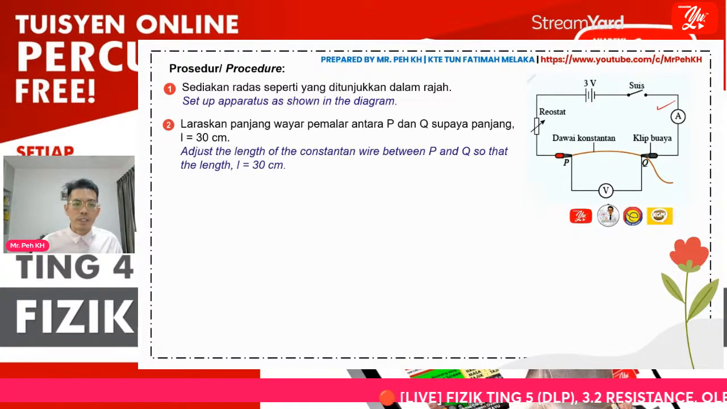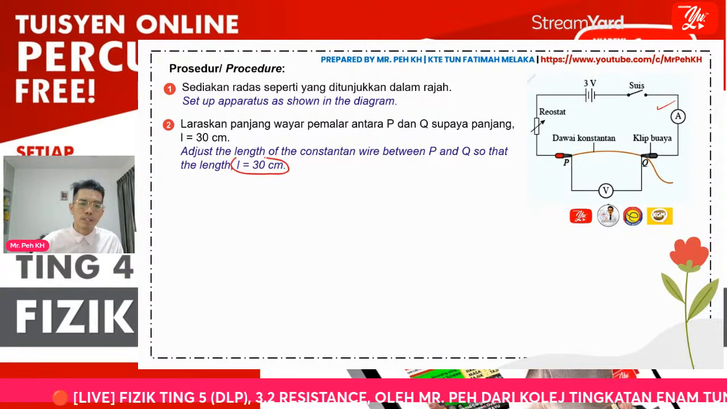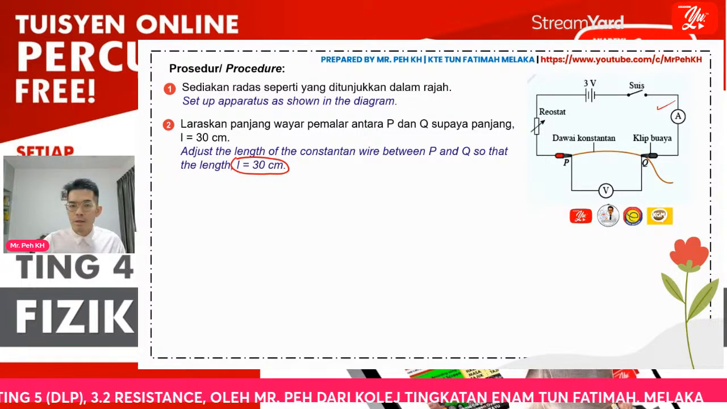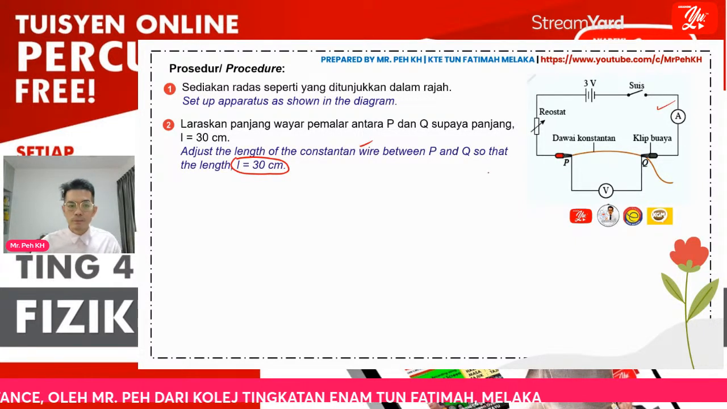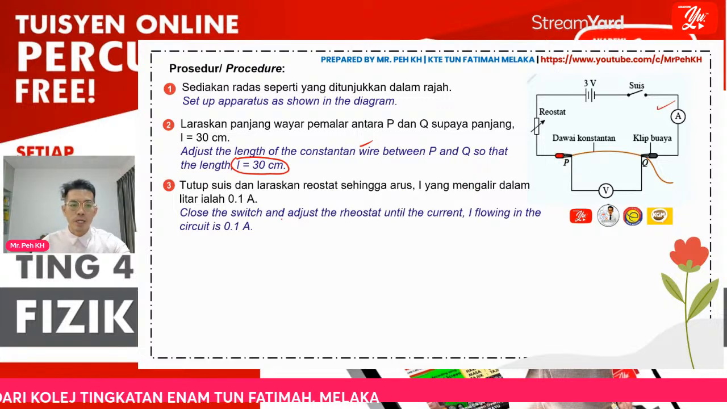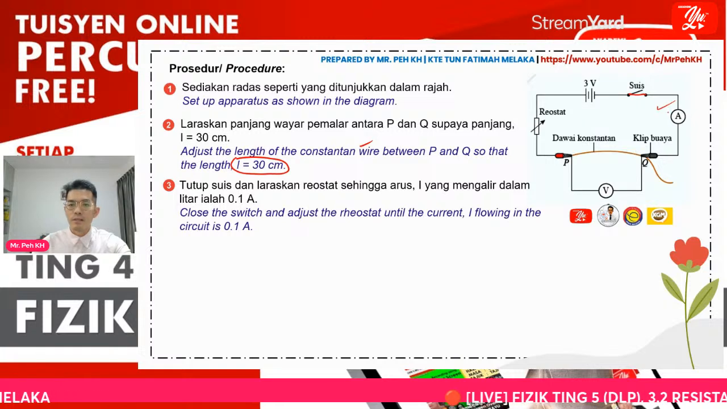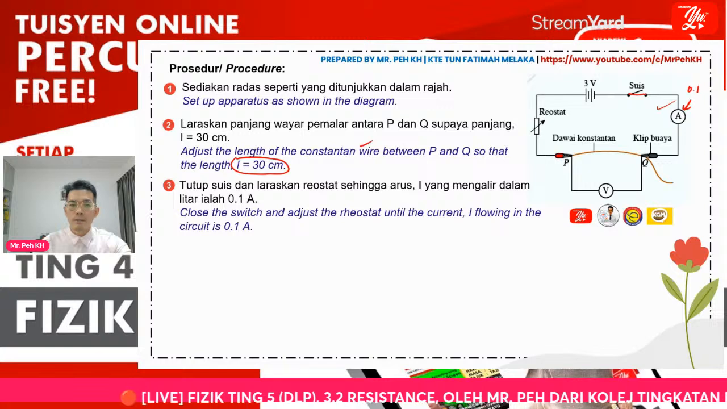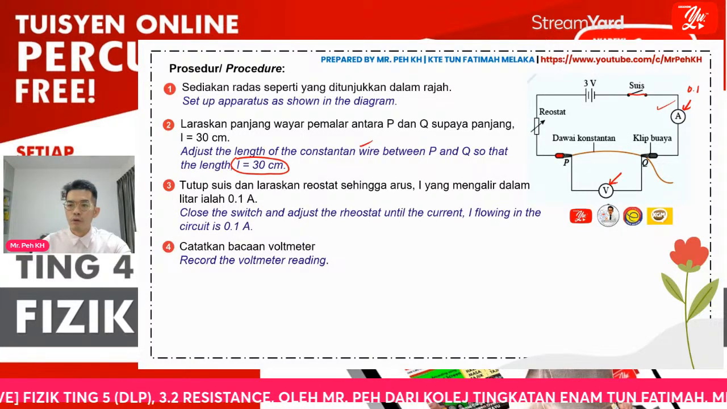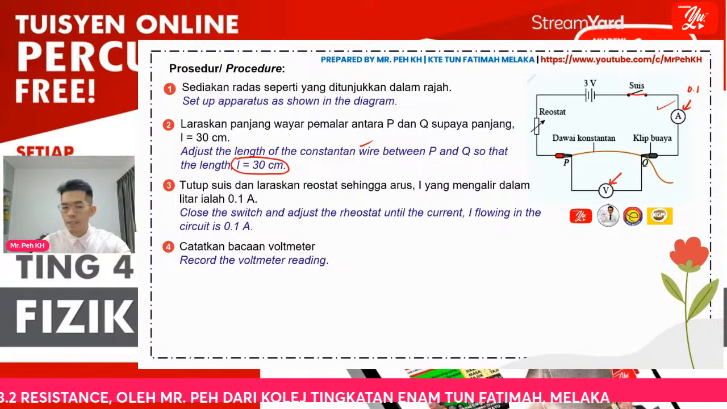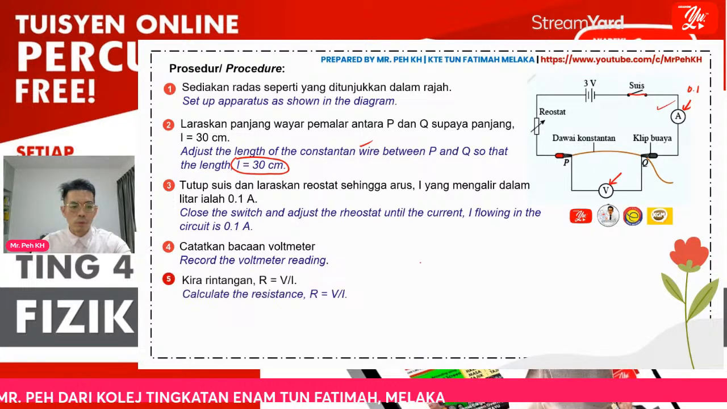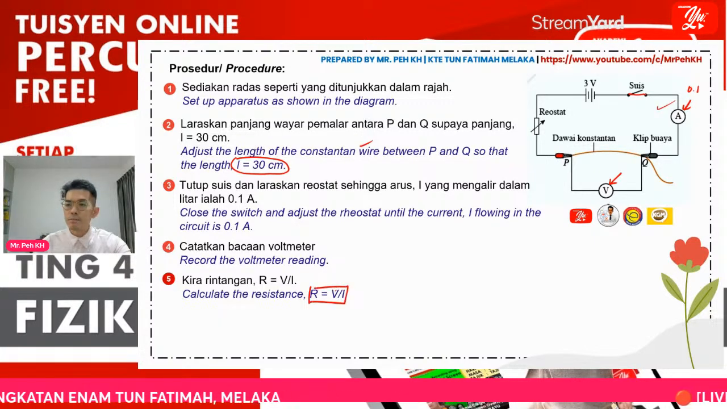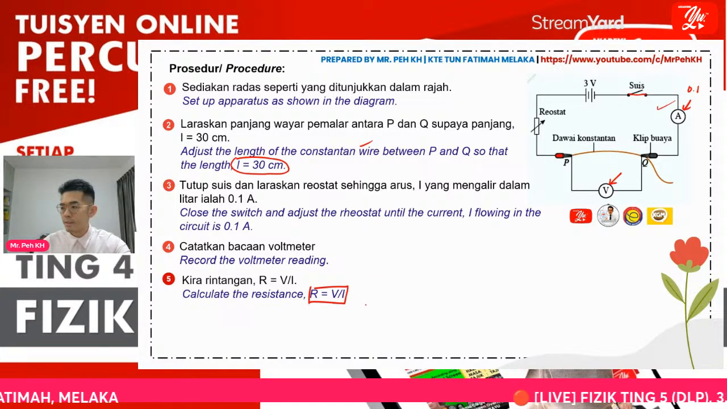And then adjust the length of constantan wire between P and Q so that the length of wire here is fixed at 30 cm. Firstly we're using constantan wire. Then we close the switch on. Then adjust the rheostat until the current flow is fixed at 0.1. Then we record our voltmeter reading. We want to calculate the resistance by using the same formula, V over I.